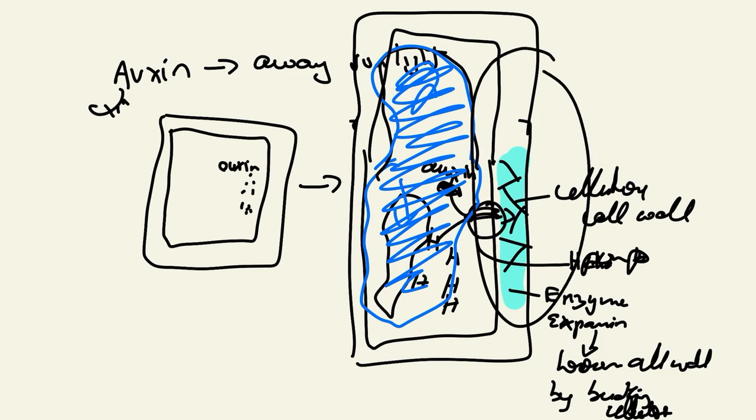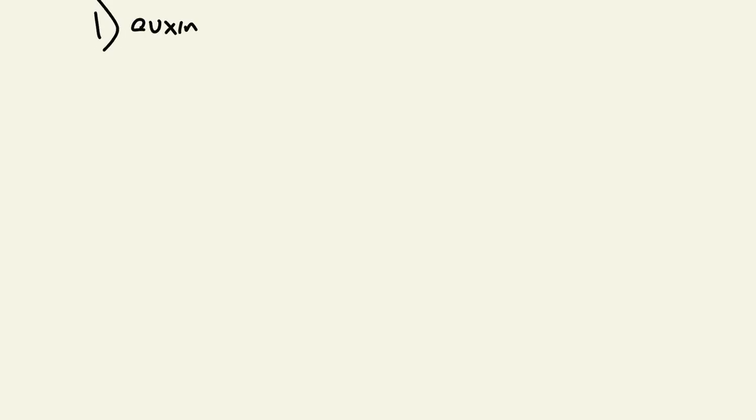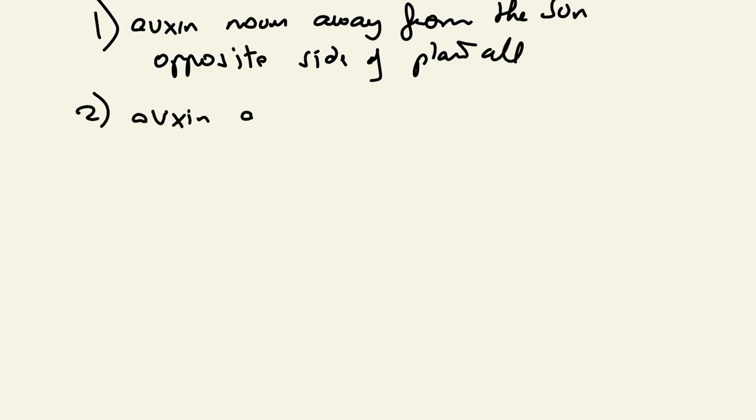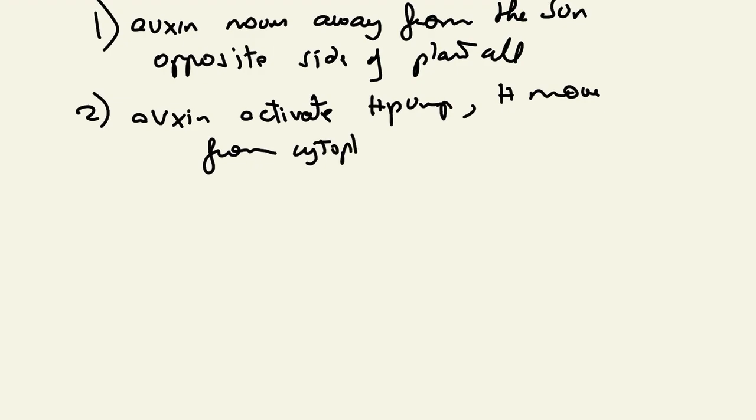So this process all starts, and we're going to write this down very quickly so you can know it for the test. Number 1, auxin moves away from the sun, on the opposite side of the plant cell. Number 2, auxin activates the hydrogen pump, so the hydrogen moves from the cytoplasm into the cell wall.